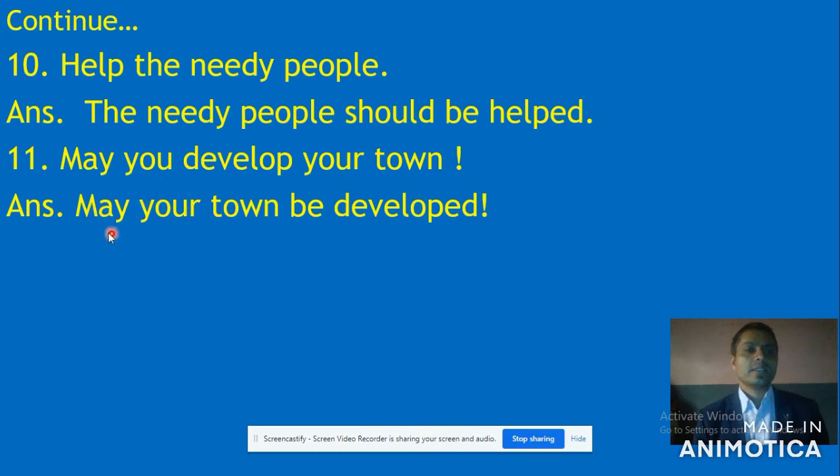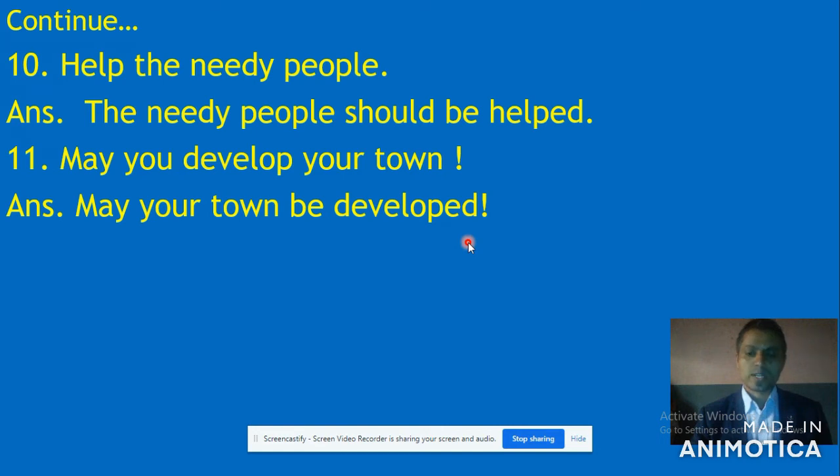In that type of optative sentence, if such a sentence comes in your exercise or in your exam, you have to remember, very first you should write what? May, then object: may plus object plus be plus past participle form of the verb, right? So, may your town be developed. Put the exclamation mark at last, right? Never forget, my dear student.